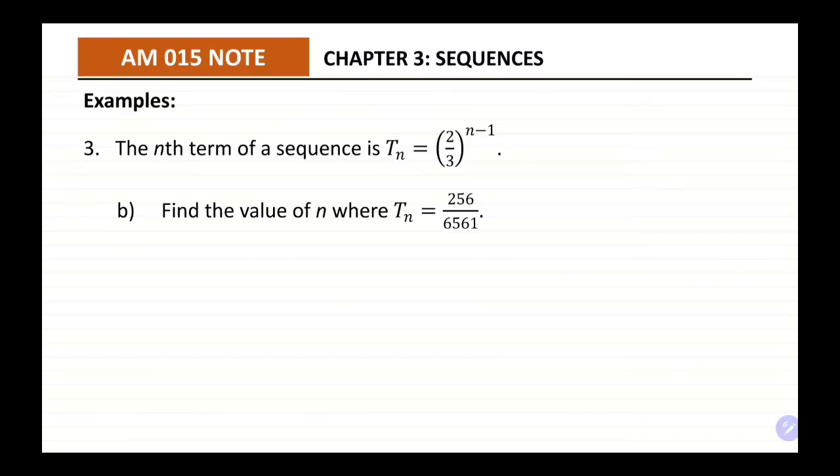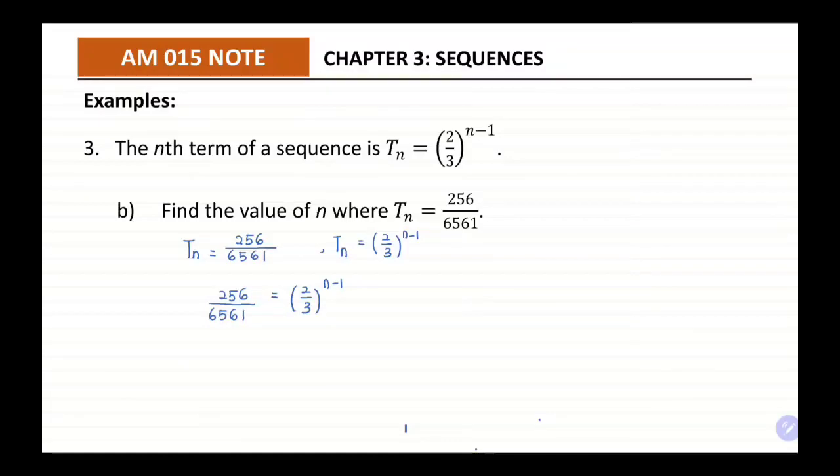Question B. Find the value of n where Tn equals 256 divided by 6561. We have Tn equals 256 divided by 6561. From question S2, given Tn equals 2 over 3 power of n minus 1. Since both are Tn, we can compare both Tn. So 256 over 6561 equals 2 over 3 power of n minus 1.